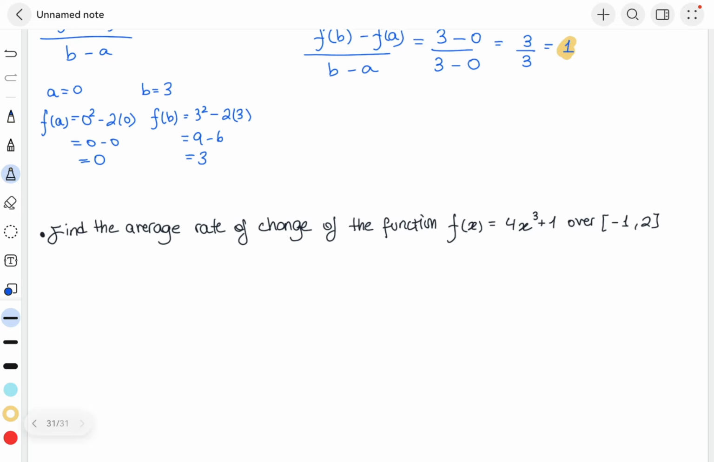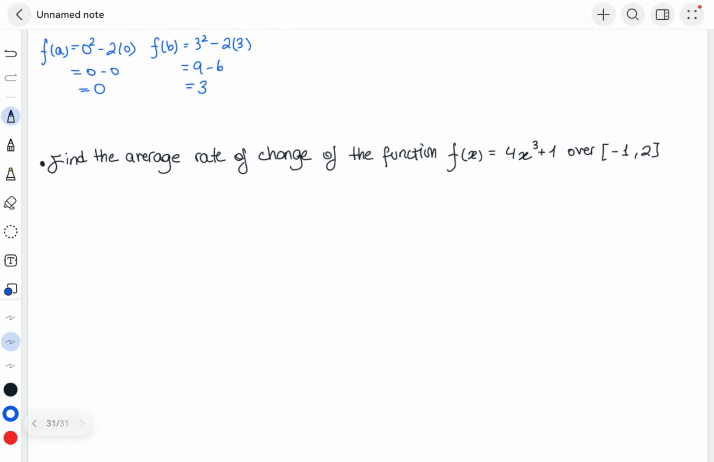Let's move on to the final example. Find the average rate of change of the function f of x is 4x cubed plus 1 over negative 1, 2. Negative 1 is our a and 2 is our b. So a is negative 1, b is 2. And we'll be using the same equation, f of b minus f of a over b minus a.